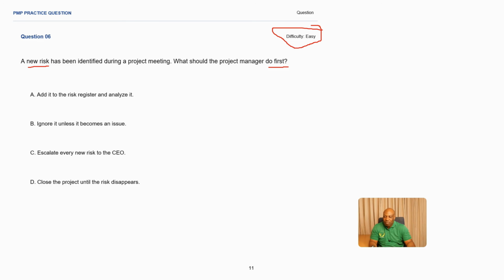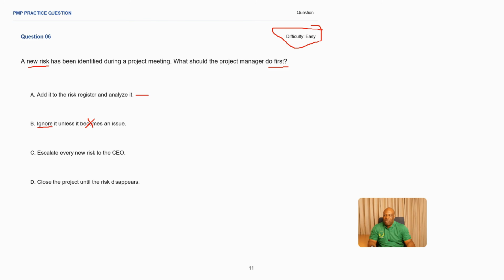Okay. Number one, add it to the risk register and analyze it. It's expected that as a project manager, the first thing you have to do is to add to the risk register. But let's see the other answers. I like this one. Ignore it unless it becomes an issue. Never ignore a risk as a project manager. Eliminating this answer straight away.